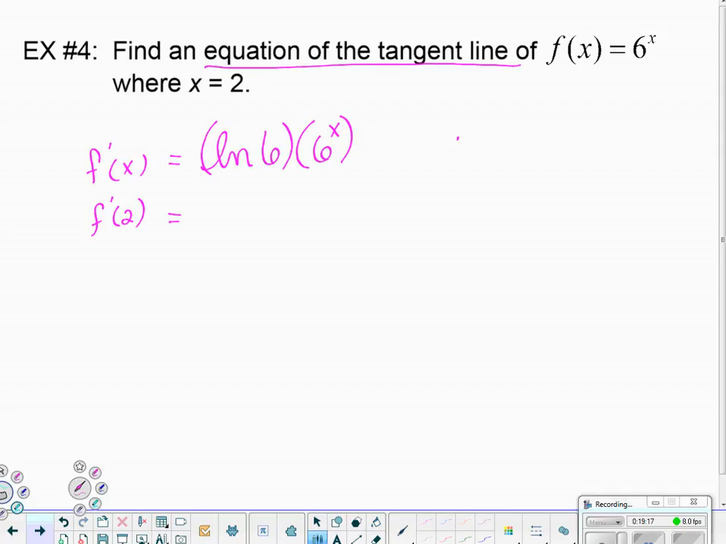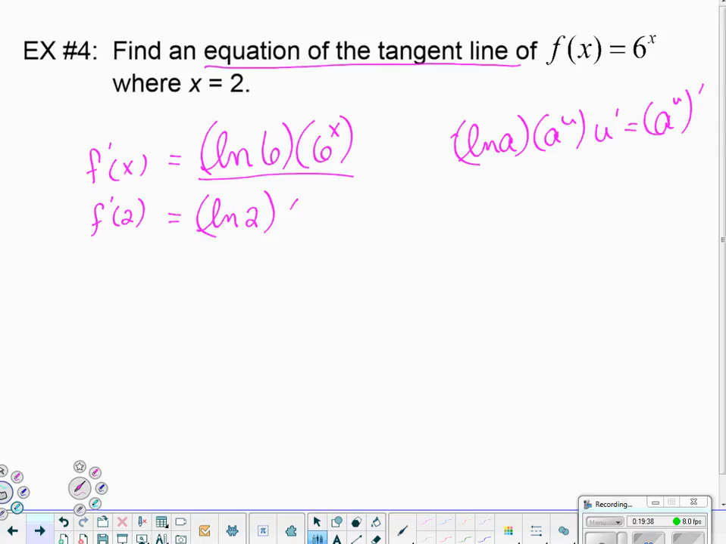Now, remember it was natural log of a times a to the u times u prime. That's the derivative of a to the u. Okay, so that's all I did for getting that. Plug in 2, we're going to get natural log of 6 times 6 squared. We could call that 36 natural log 6. All right, let's see, where x is 2. I need a point, don't I? In order to write the equation of the tangent line, I need a slope, which I got.